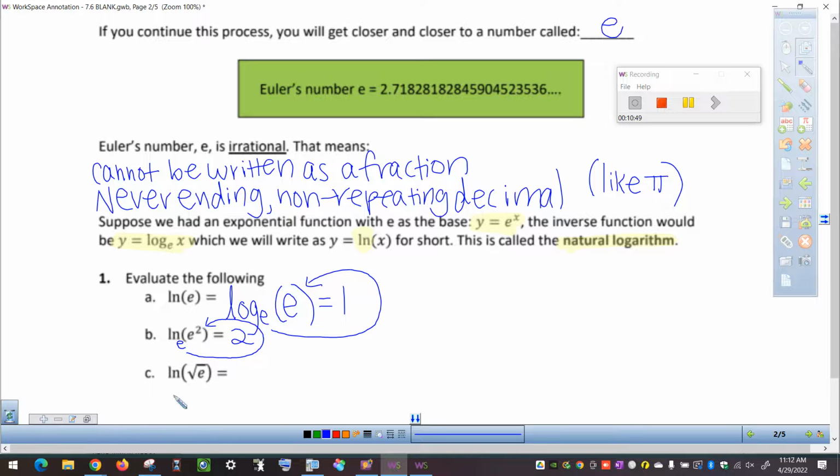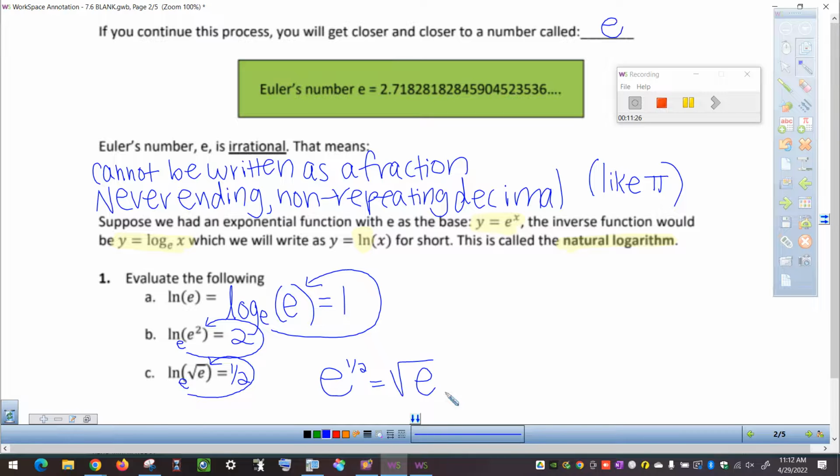So this is ln of square root e. So this is asking e raised up to something equals square root e. There's a special exponent that makes it turn into a square root. It's 1/2, that's right. So let's make a little reminder of this off to the side here. Anything raised up to the 1/2 is equal to a square root.